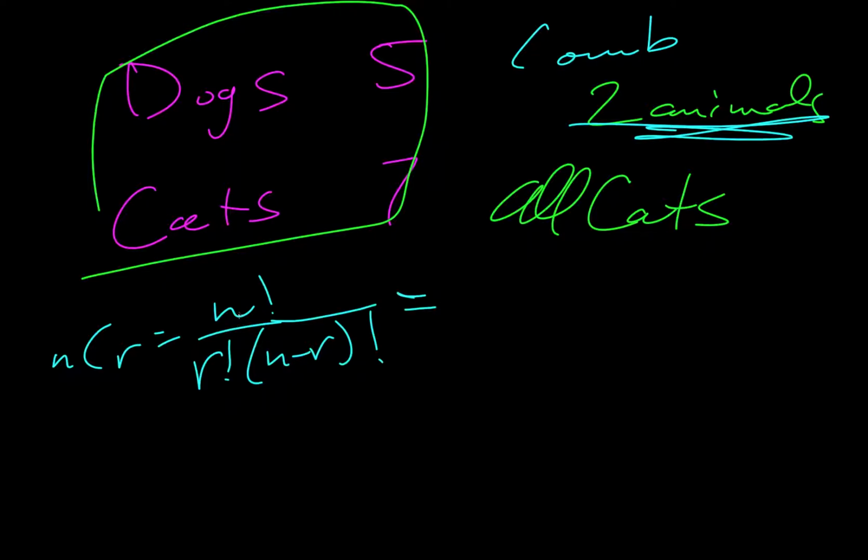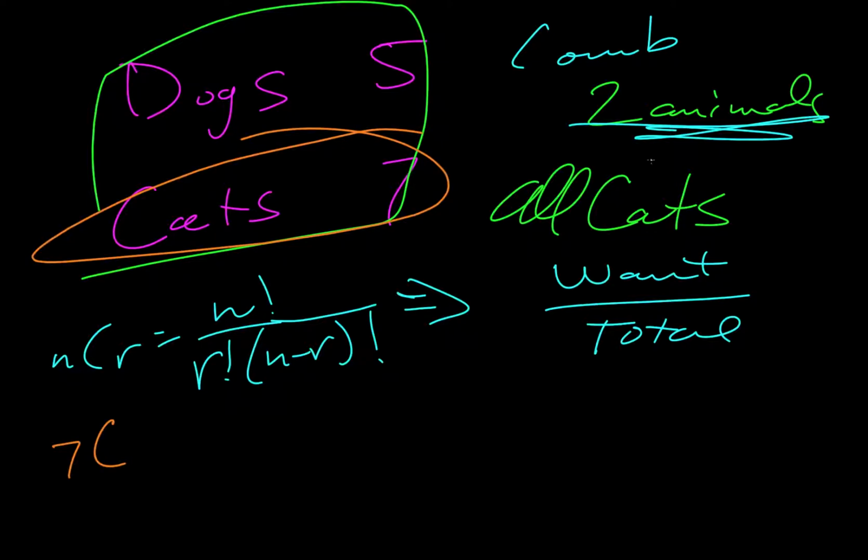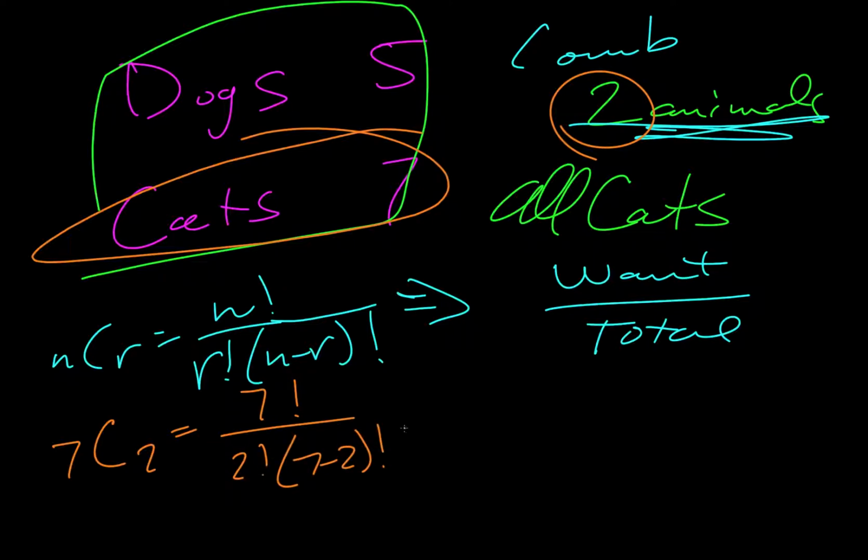We're also using the idea of what we want divided by the total. So what we want is all cats, and so we want to find the combination of all cat choices. So there are 7 to choose from, and we're only choosing 2. So we're going to say 7 factorial over 2 factorial times 7 minus 2 factorial.